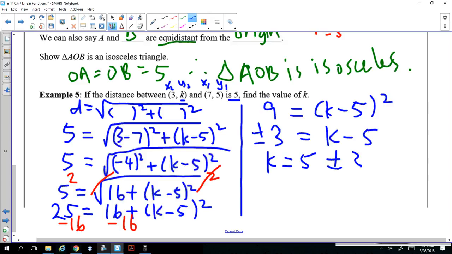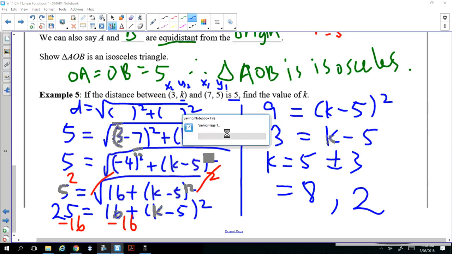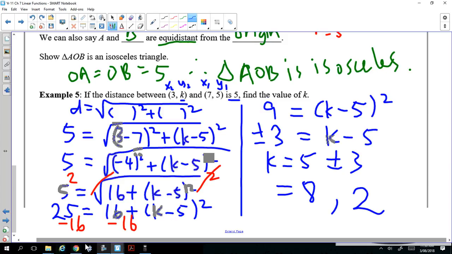Get the idea? So you get a question like this in your textbook. So remember, you do not need to expand. Just need to keep it in perfect square form. Then you can square root. All right. That's the distance. Let's move on to midpoint. Midpoint is very easy.